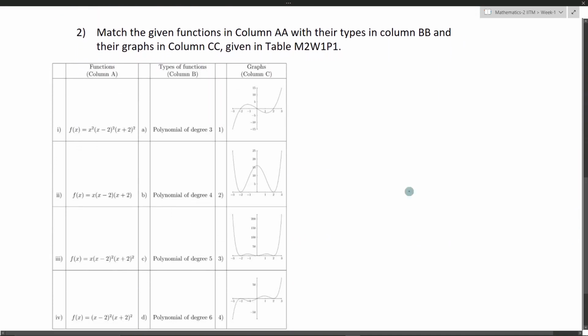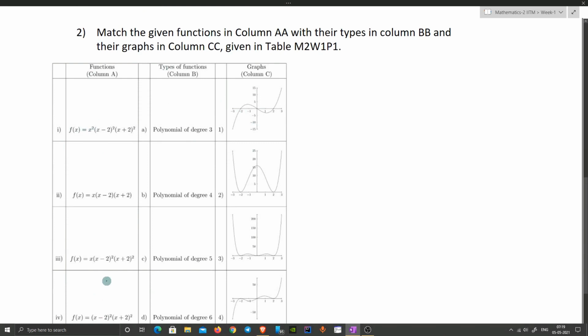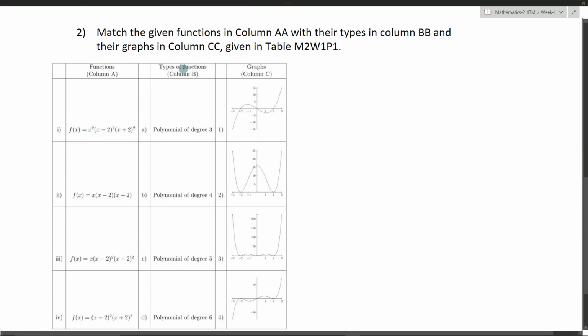So moving on to the next question, match the following. So what do we have here? Here we have some polynomial functions, and in the second column they are asking us to find the degree of each polynomial, and in the third column we have to identify the graph for each.